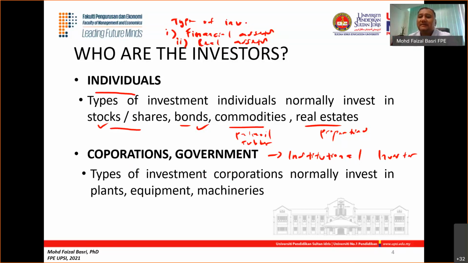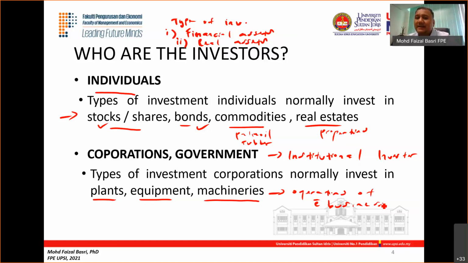So for this type of company, the institutional investor, it's not that they don't invest. Most of them still invest in stocks, obviously bonds, commodities, money market instruments. But they will also invest in what individuals don't, in the form of plants, factories, for example machineries and equipment. All of these mostly involve the operations of the business.